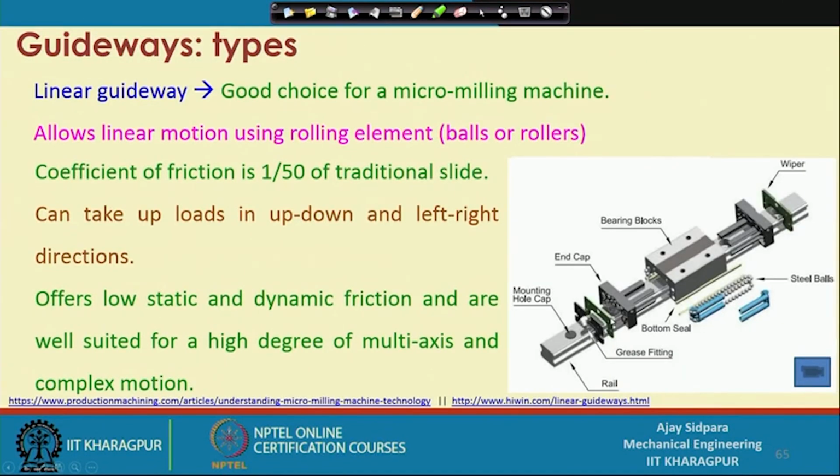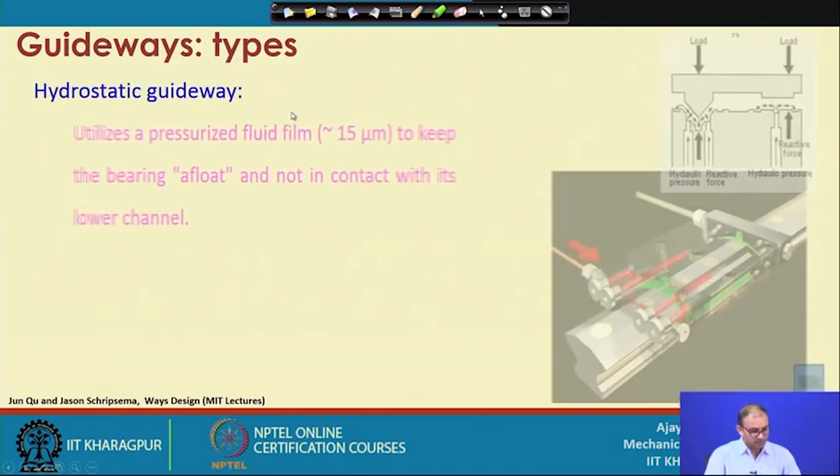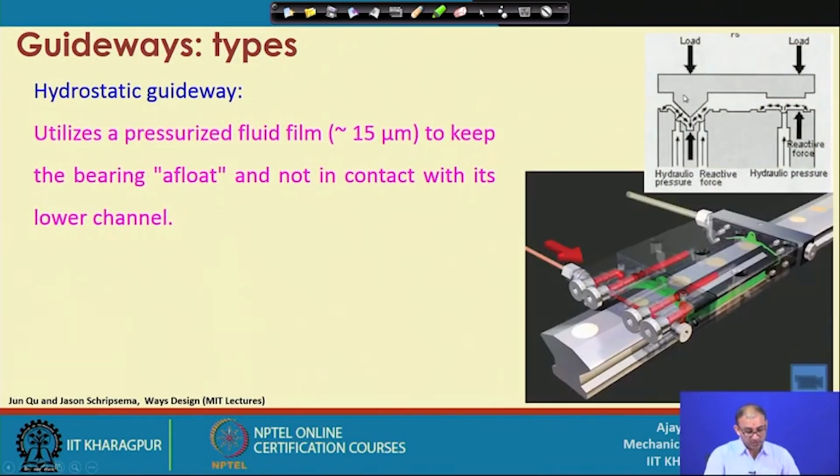Correct. So, we have seen the different components and how this is better than the other kinds. Linear guideway, after that there is the hydrostatic guideway. So, what is this hydrostatic guideway? What is happening here?